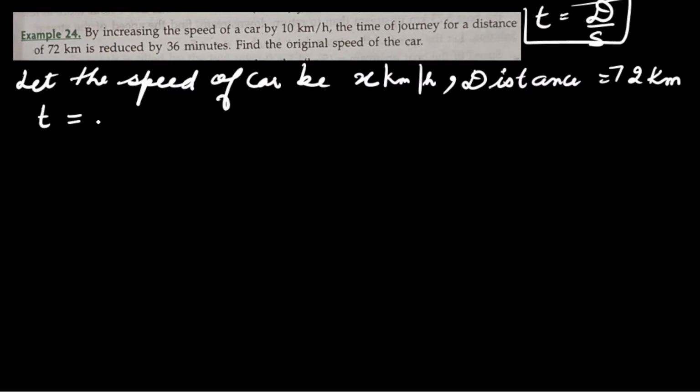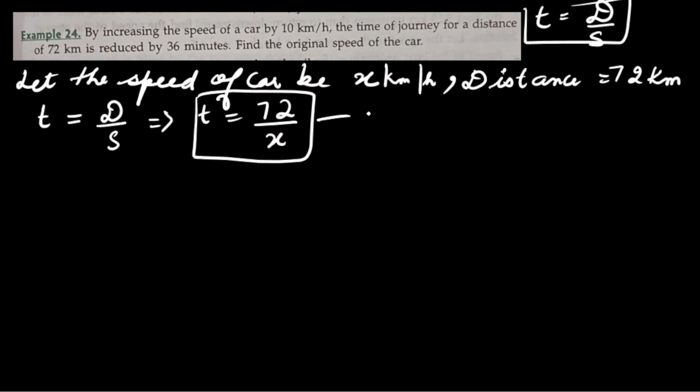So what is the time here? Time is distance by speed, so I have to write the formula. Distance is 72 kilometers and speed is x kilometer per hour. So this is the time for the first case, when the speed is x kilometer per hour.